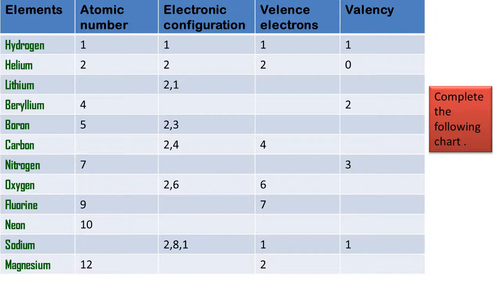But in helium, 2 electrons are there. That means its last shell is completely filled. The first shell is completely filled. Why? Because the capacity of the first shell is 2 electrons only. Okay, so the valency will be 0.